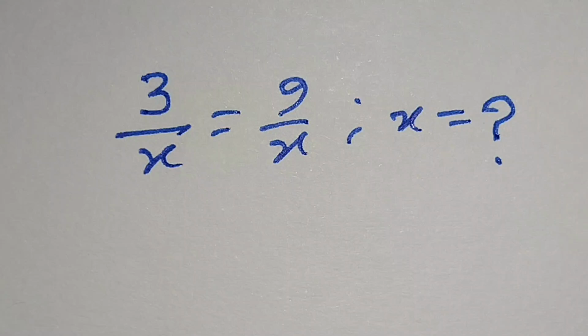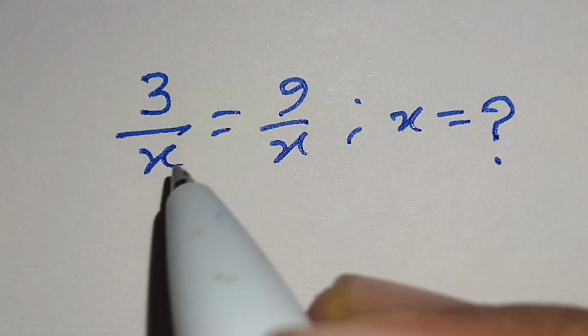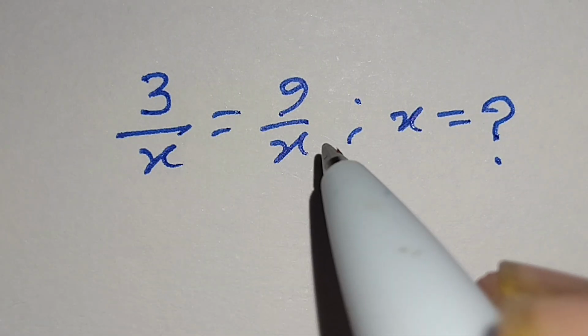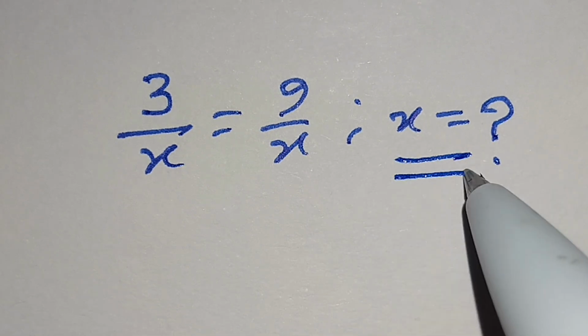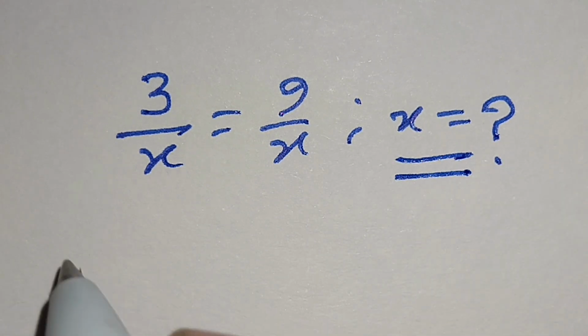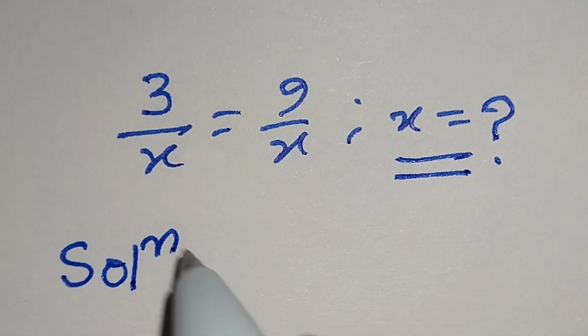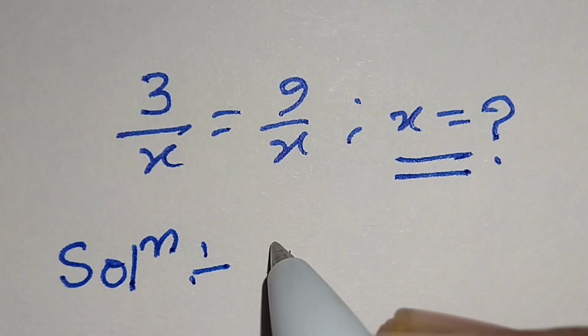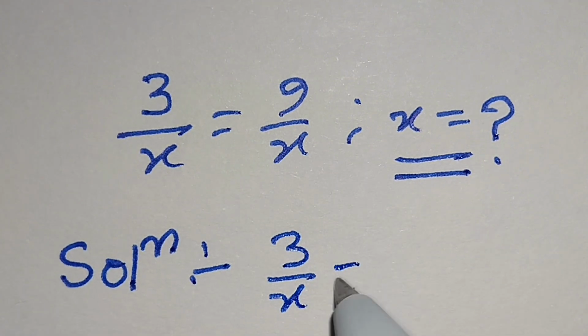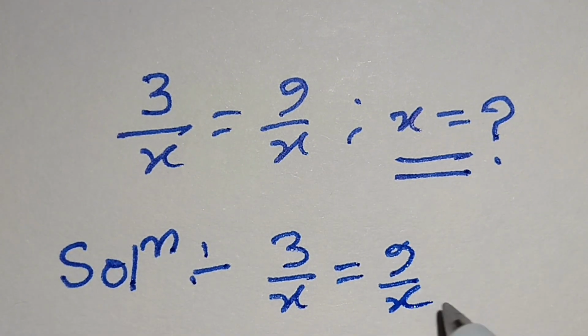Hello, this is a nice math problem: 3 over x is equal to 9 over x, and we have to find the value of x. So let's start. Solution. The given equation is 3 over x is equal to 9 over x.